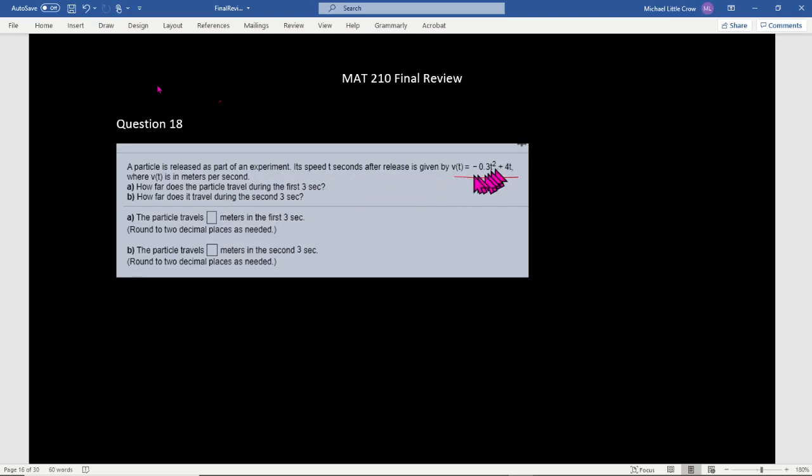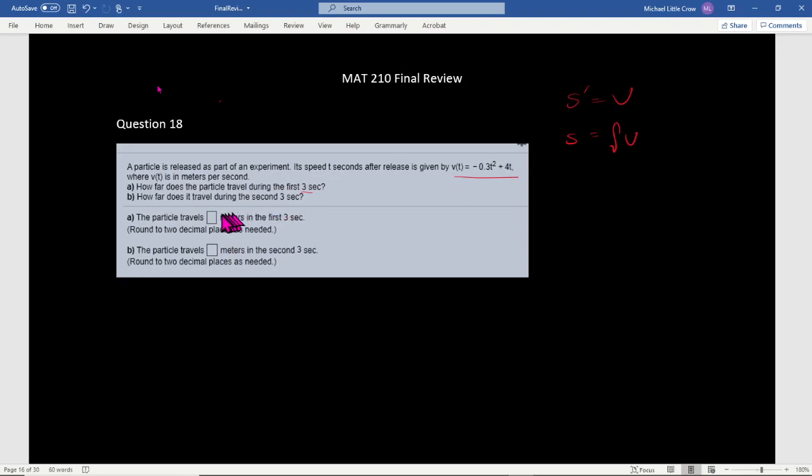Speed t seconds, so this velocity. Speed t seconds after release is given by this, where V of t is in meters per second. And actually velocity has direction as well, so they're calling it just speed, but that's fine. How far does the particle travel during the first 3 seconds? So that's accumulated. Remember, speed is just a rate of change. Distance is accumulation. Also, when we took the derivative of distance, that's what gave us velocity. So velocity is a derivative, so when we integrate velocity, we get back to the position function, which we usually called s. How far does it travel during the second 3 seconds?